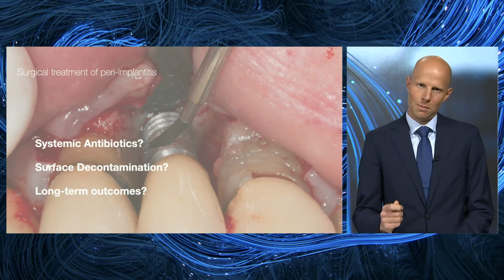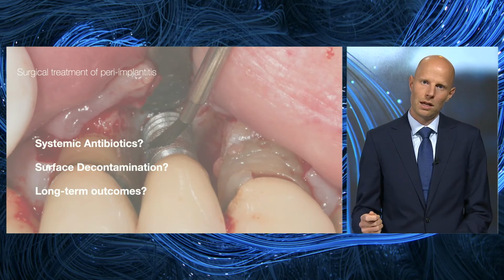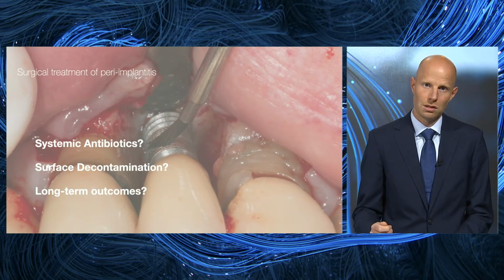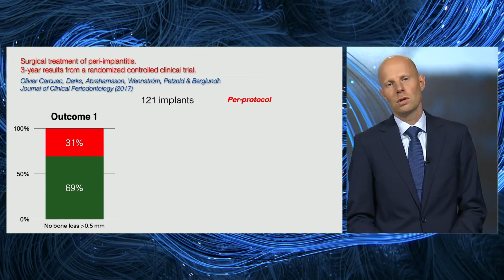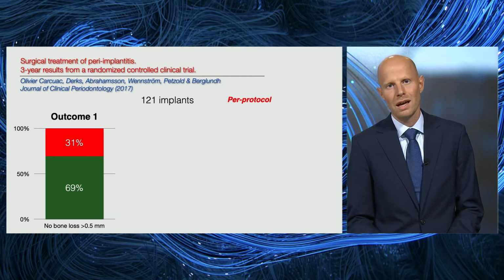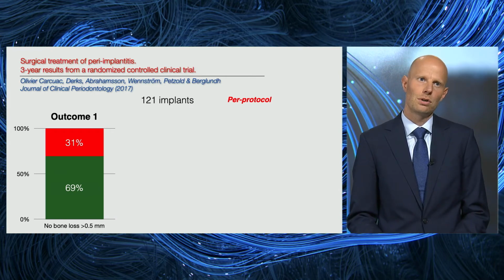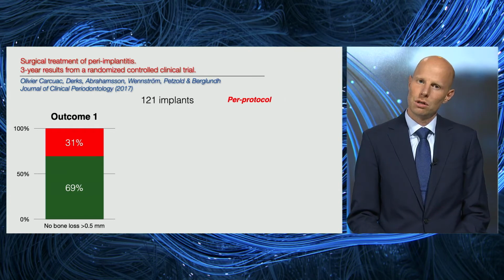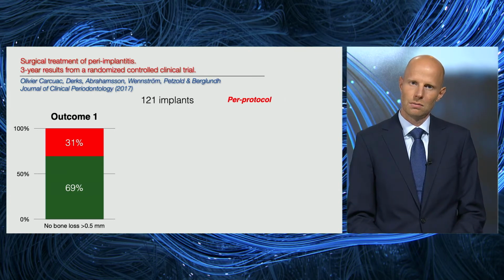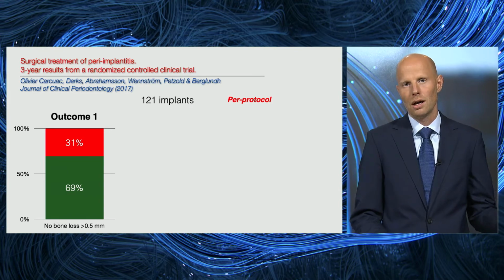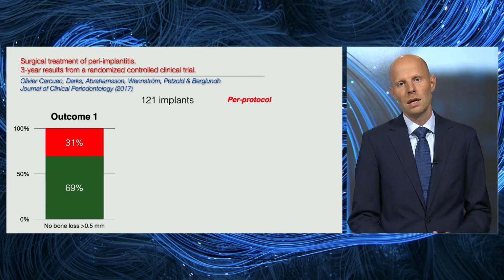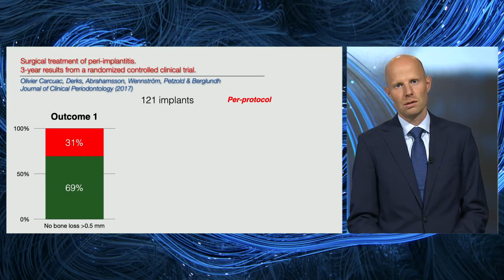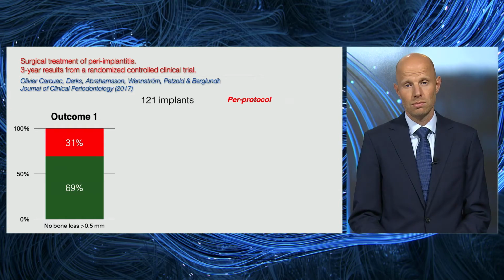The use of systemic antibiotics has been evaluated in controlled studies. And if we look at one from our own group, we have an outcome at 3 years, a positive outcome at 3 years, ranging around 70%. We have, in other words, continuous bone loss in the remaining 30%. These are the outcomes at 3 years.